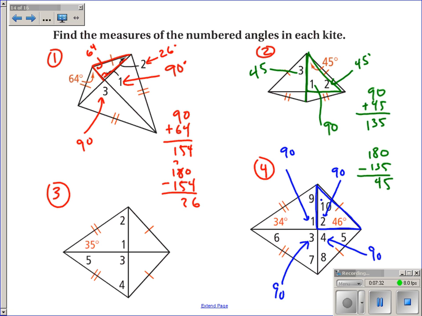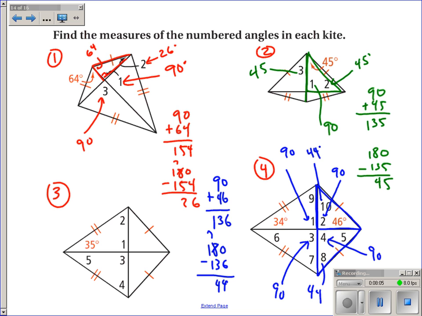So to find 10, I will add 90, which is angle 2, plus the 46 that I know, and I get 136. And I'll subtract that from 180 to find the measure of angle 10. 180 minus 136, and I get 44 degrees. Okay, so angle 10 is 44 degrees. Now I mentioned the fact that this isosceles trapezoid has congruent base angles, and so 8 is also 44.